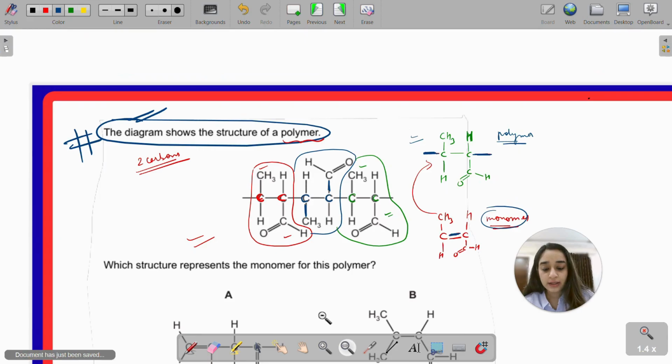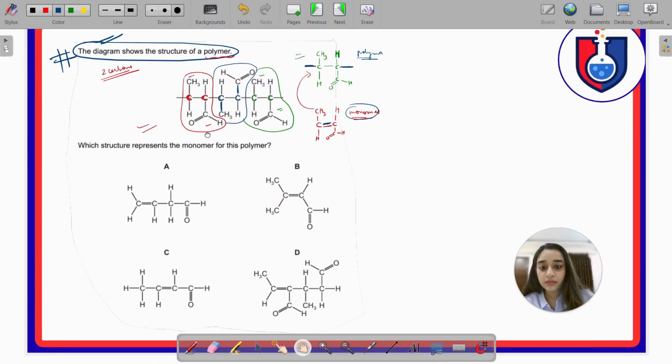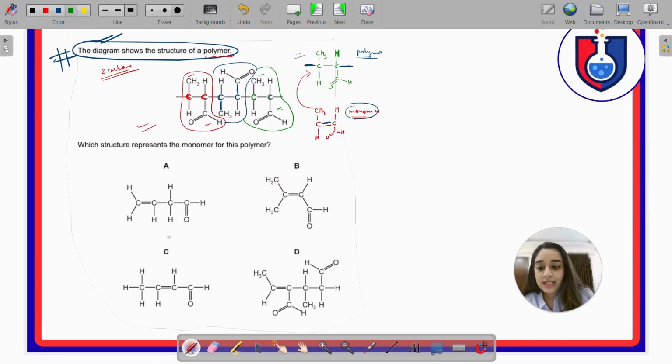So let's look at the answer. The answer will be again C part. C double bond C. One has a CH3 group, they have expanded CH3. Another carbon has a C double bond OH group. Okay, the answer is C part. Okay, next.